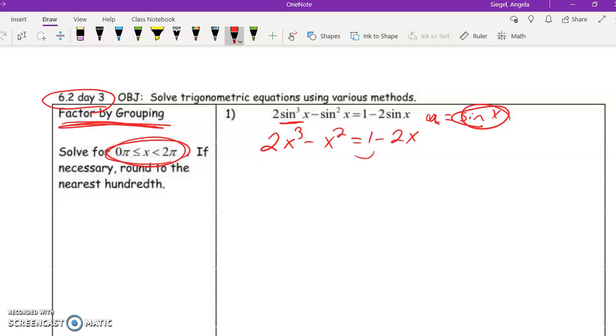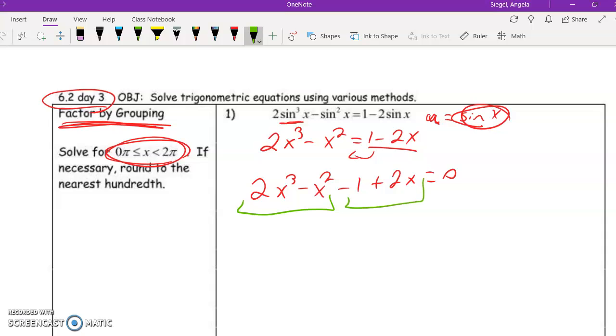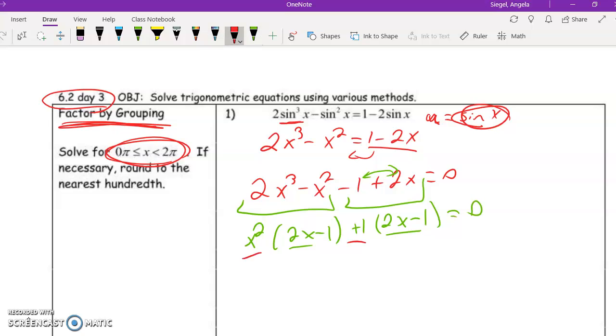We're going to factor by grouping. So I'm going to move this side over, so I have 2x cubed minus x squared minus 1 plus 2x. We're going to group these together, and I'm going to factor out an x squared. Notice I flip-flop these to keep them consistent. And so I have x squared plus 1 equals 0, and I have 2x minus 1 equals 0.